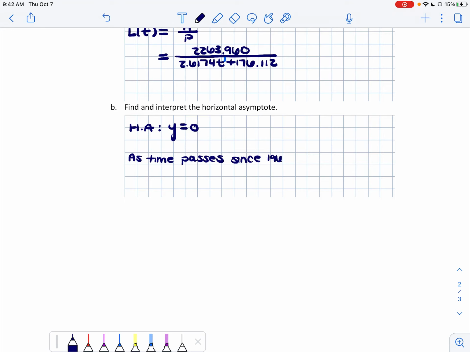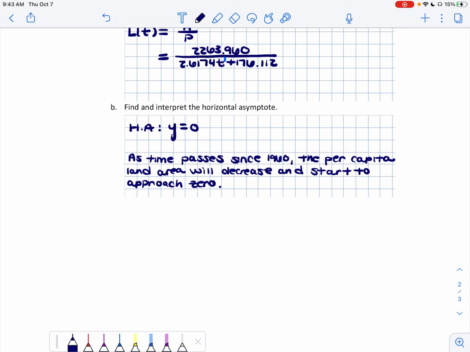since 1960, the per capita land area will decrease and start to approach 0. Now again, it's never actually going to get to 0.